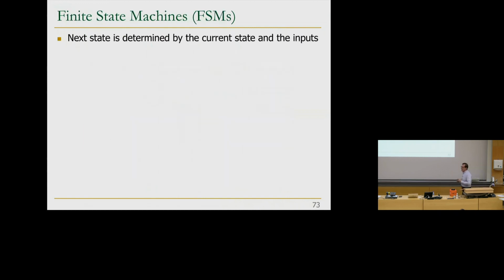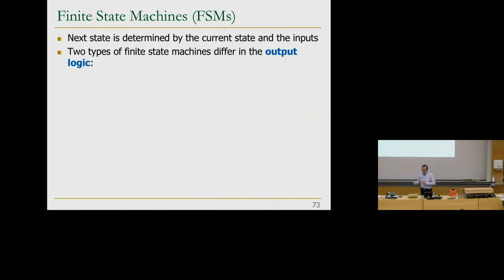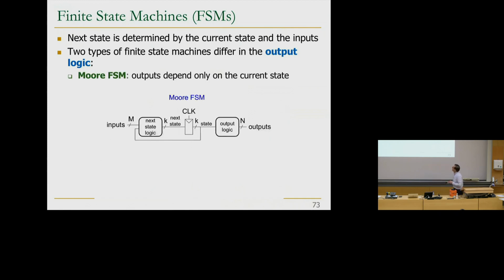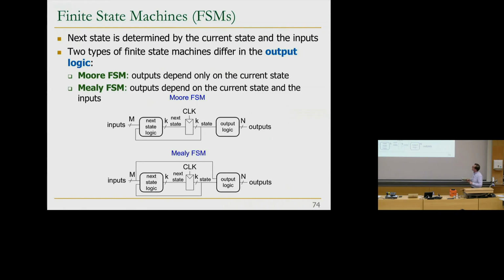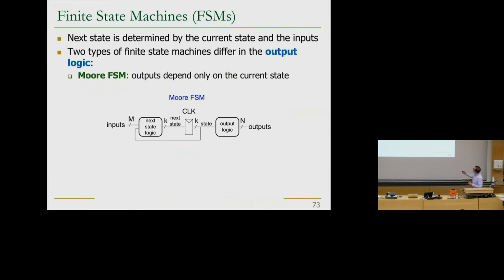Okay, so let's go back to the finite state machines. Basically, the next state is determined by the current state and the inputs, right? And there are 2 types of finite state machines that differ in the output logic. One is Moore FSM, and the other is Mealy FSM. So you should remember these. The Moore FSM outputs depend only on the current state. Let's go back to Moore FSM. If you look at output over here, output logic has inputs only from the state register, not from the inputs. So outputs are dependent only on the state.